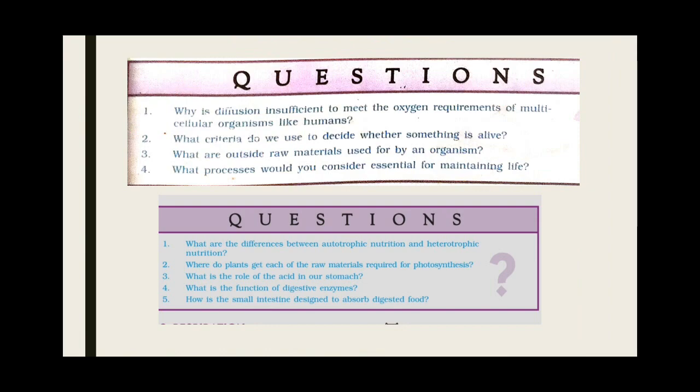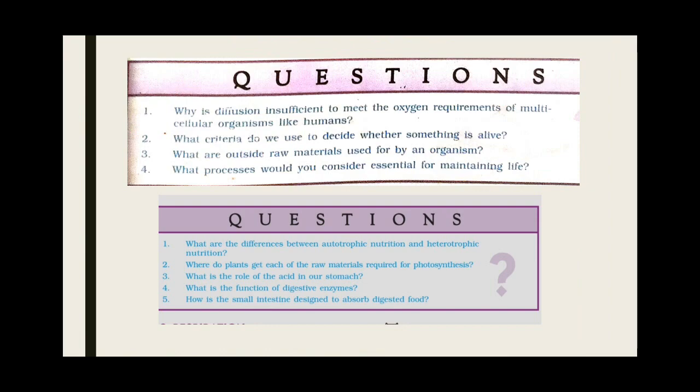Now, what criteria do we use to decide whether something is alive or not? We have already discussed that the major criterion used to decide whether something is alive or not is movement. Why? Because it includes everything: breathing, growth, development, molecular movement in metabolic activities.